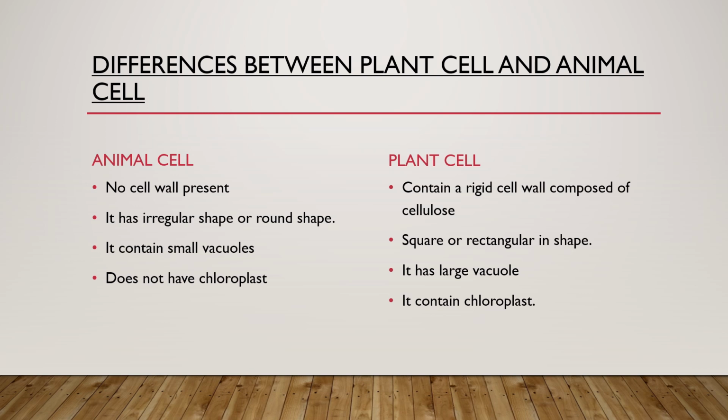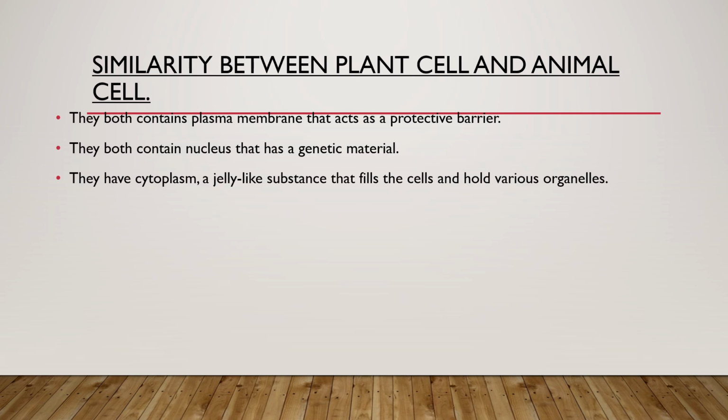Okay, let's look at the similarities between plant cell and animal cell. What is similar between animal cell structure and plant cell structure? First, they both contain a plasma membrane that acts as a protective barrier. They both contain a nucleus that has genetic material. They both have cytoplasm, which is a jelly-like substance that fills the cells and holds various organelles.